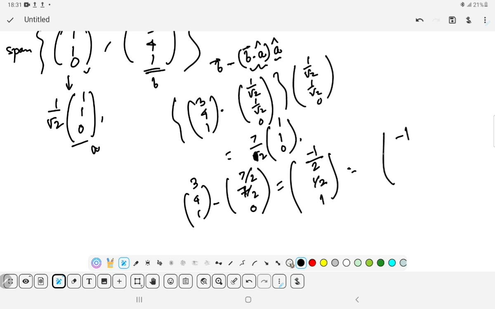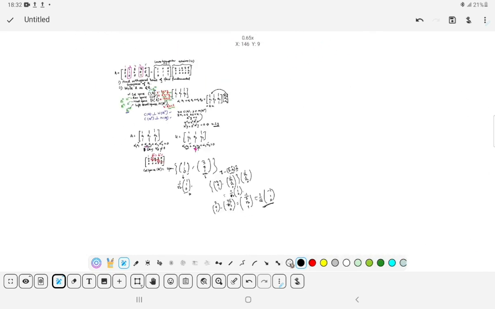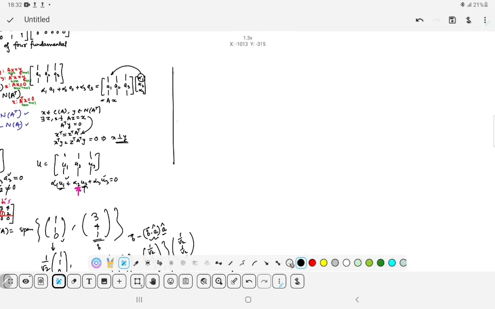I can write it as (minus 1, 1, 2). So I will basically make it a unit vector. So (minus 1, 1, 2) and divide by root 6, that is 1 by root 6. So this is basically a unit vector now. Minus 1 squared plus 1 squared plus 2 squared, 1 plus 1 plus 4 is 6. So I am writing the results on this side: column space of A.